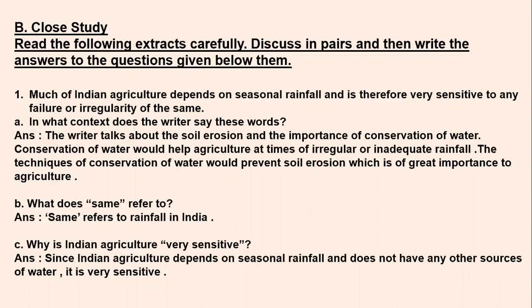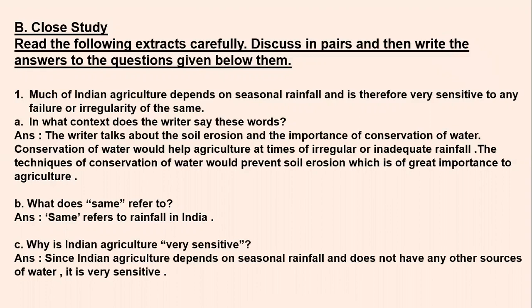And it may happen that the failure or the irregularity of the same may cause great damage to the agriculture of India. So this is the sentence mentioned here in this chapter, that India is an agricultural country which depends on seasonal rainfall, and this dependence is very sensitive and it may lead to any failure or irregularity. So this is the sentence given, but the question here is, in what context does the writer say these words? Why has he written this sentence here in this chapter? So we can write the answer here.